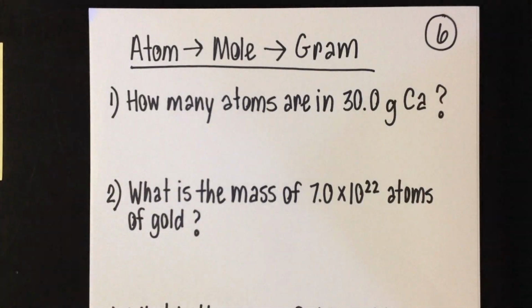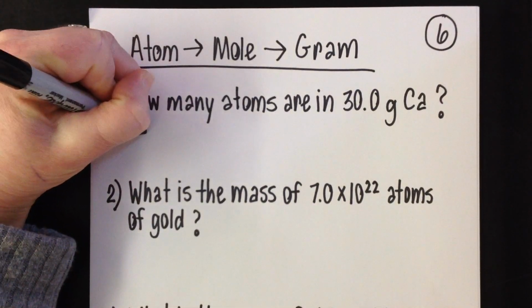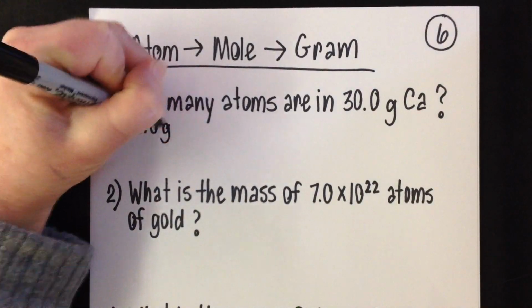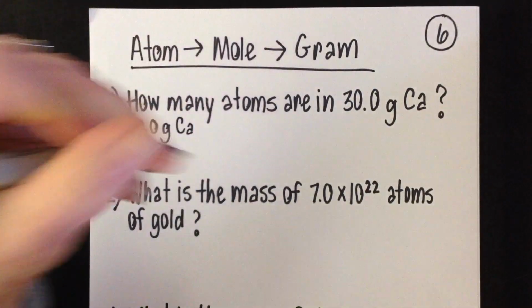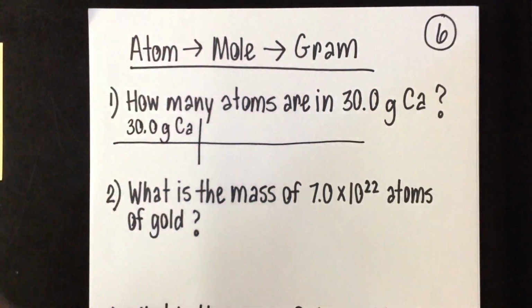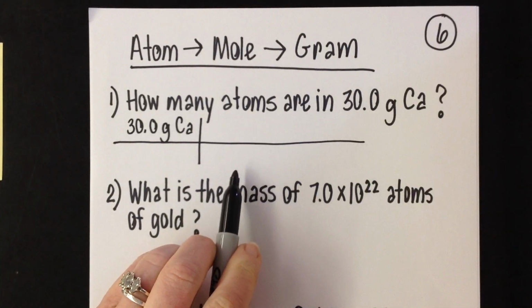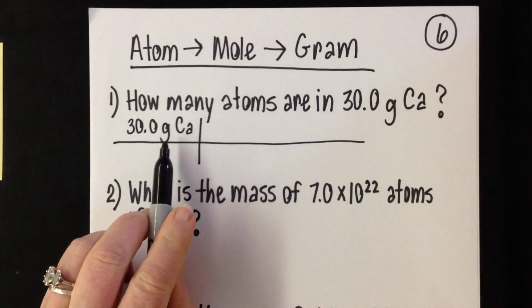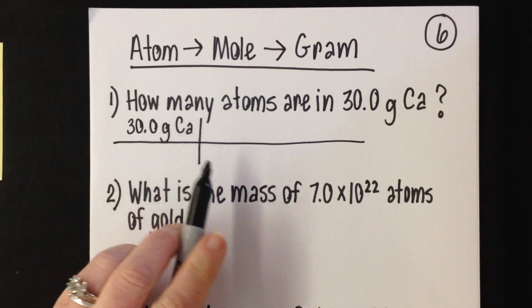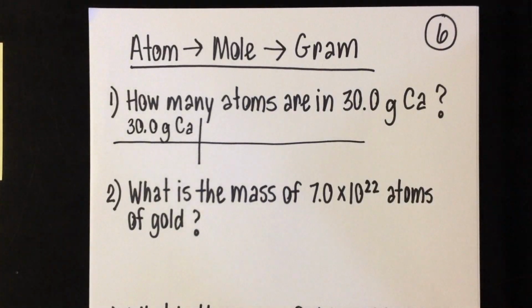So number 1 says, how many atoms are in 30 grams of calcium? Well, we write down the given first, 30.0 grams of calcium. Now, because I have mass, there's really only one place I can go. I can go to moles. And I know I'm going to be going from gram to mole because whatever unit is on the top here will always be on the bottom here. I literally cannot say that enough. And if you think of it that way, everything fits together like puzzle pieces.